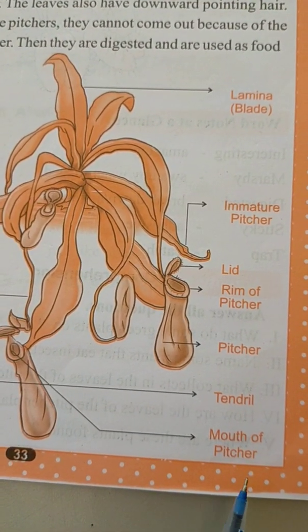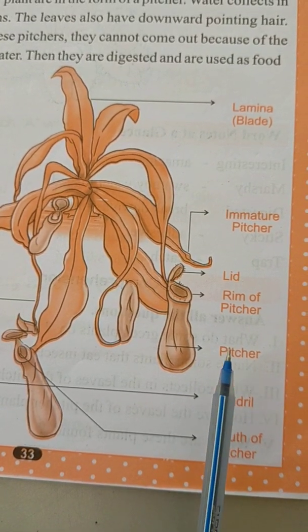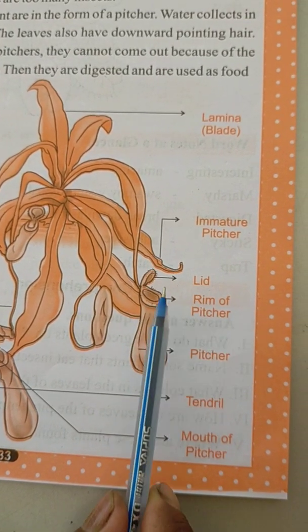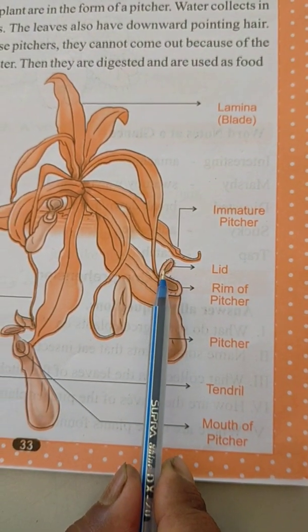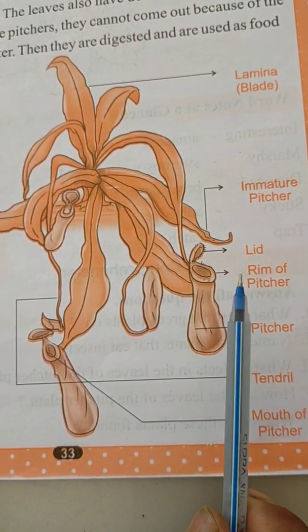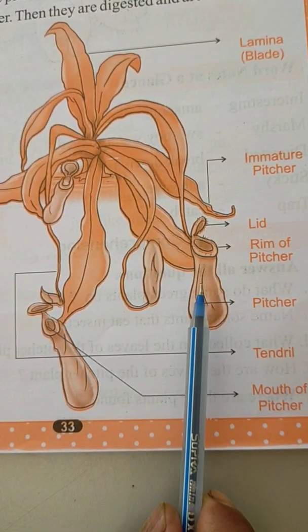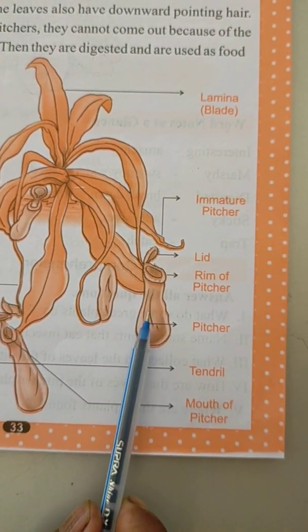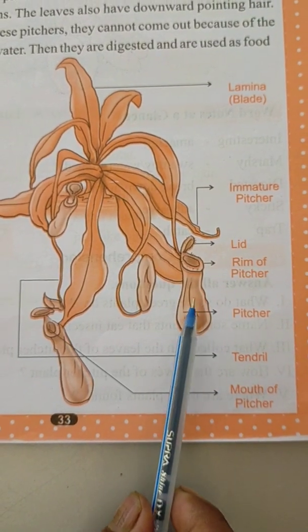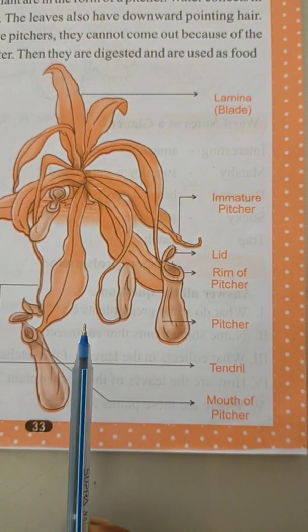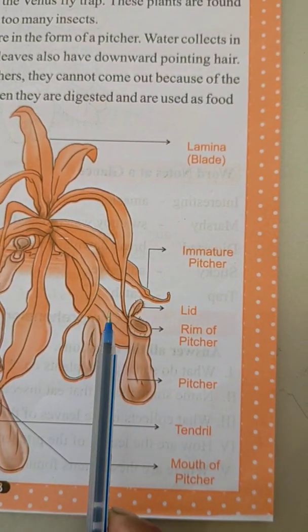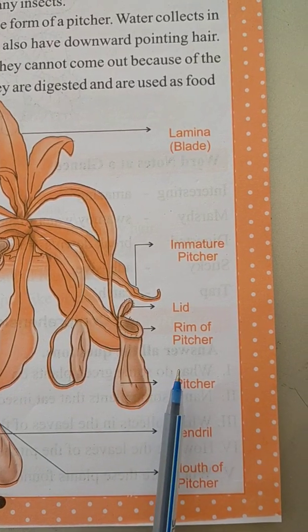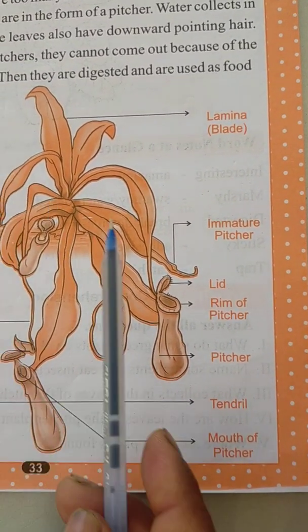So that is the mouth of the pitcher, the rim of the pitcher, and the lid of the pitcher, which means the cover of the pitcher. When an insect falls into it, it automatically closes. Understood? Because in the picture there is water, so when an insect drops into it, it will die, and the plant will take it as food with water and with that insect. Understood, my students? So it is a pitcher plant.